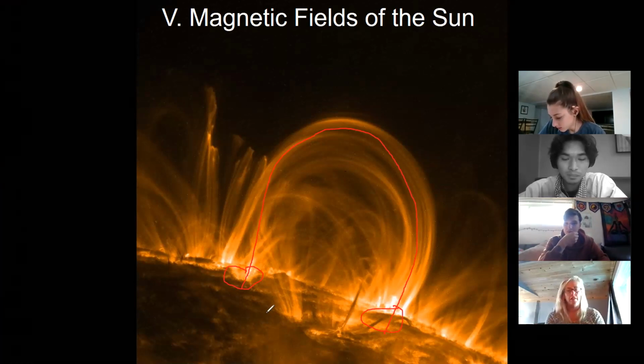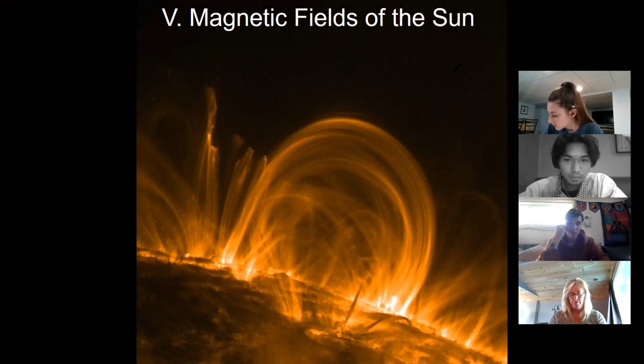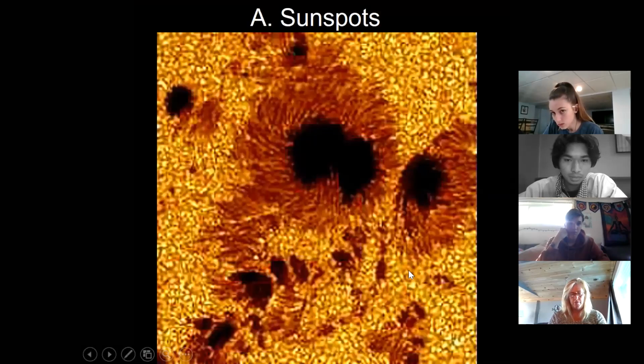You'll remember that I mentioned that sunspots come in pairs. Usually there's a North Pole sunspot and there's a South Pole sunspot. So they have like a North and a South Pole side to them. Let's take a look at a picture of a sunspot up close. Now, there's a lot going on in this picture.